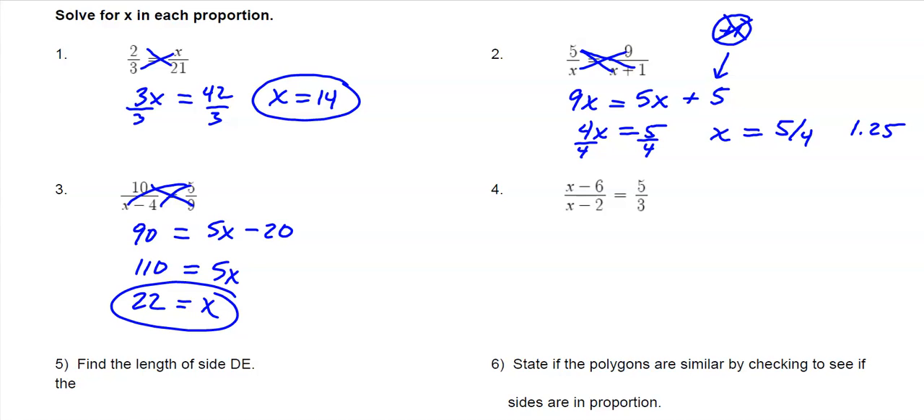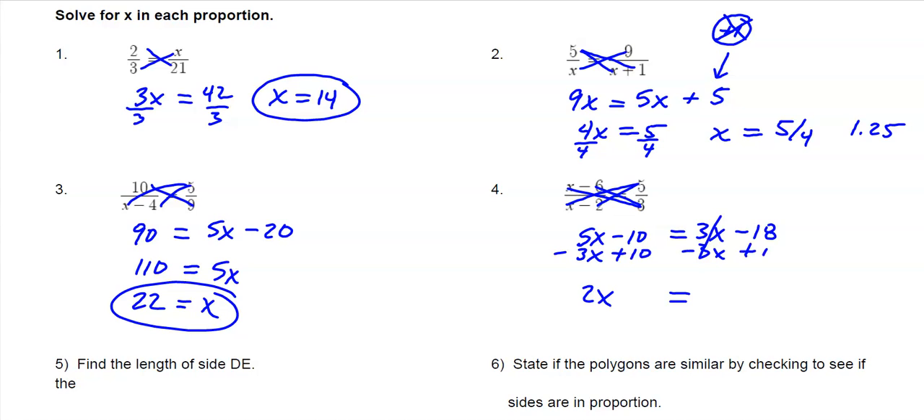Number 4, both ways we have to distribute. So we have a 5x minus 10 on one side, 3x minus 18 on the other. So I'm going to move my x's to the left here. So that gives me 2x. And then to get numbers on the right, I'm going to add 10 to both sides, which will give me negative 8. And divide, and I get x equals negative 4.